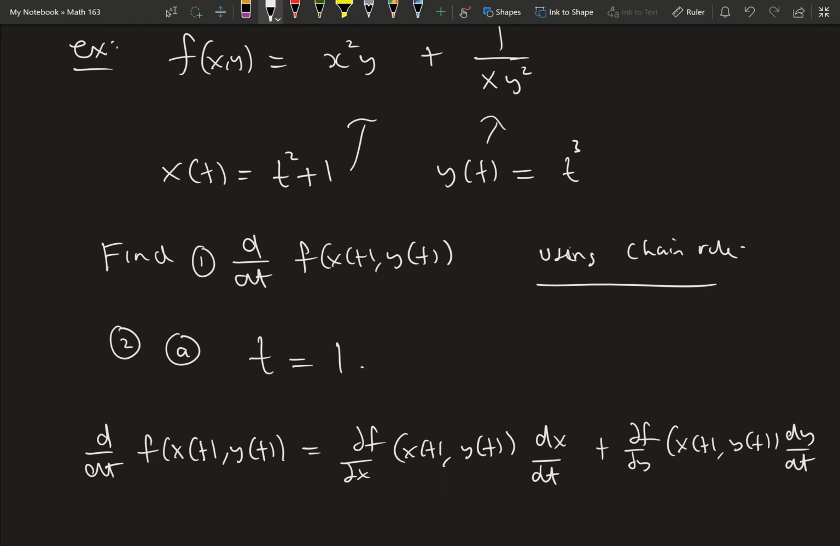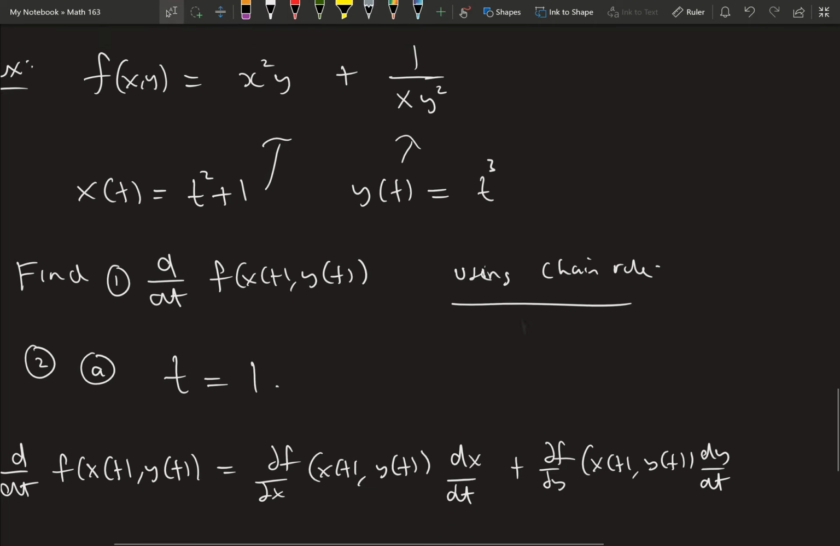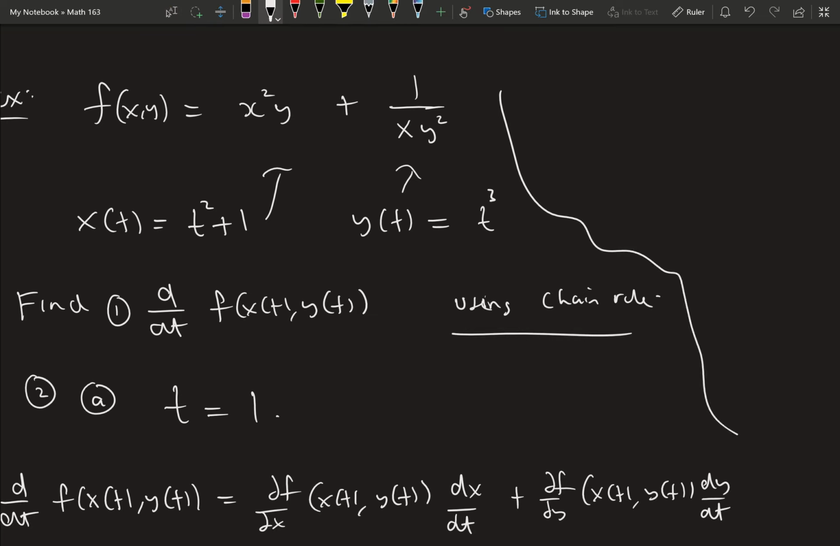There are reasons for which that's not always the optimal way. In this case, it might actually be easier, but just for the sake of it, we're going to go ahead and do this the chain rule way. So let's go ahead and do that.